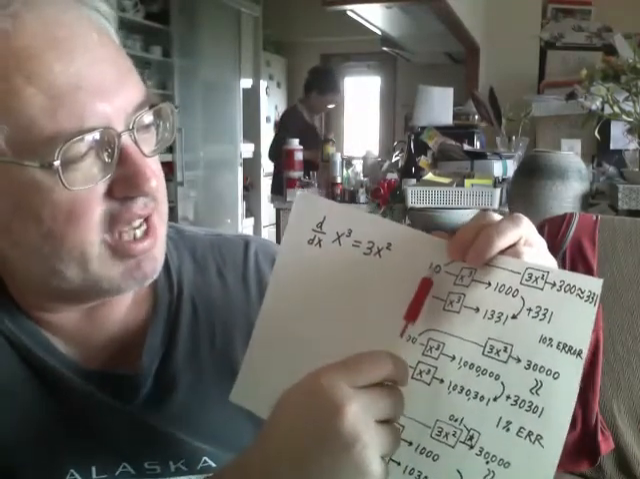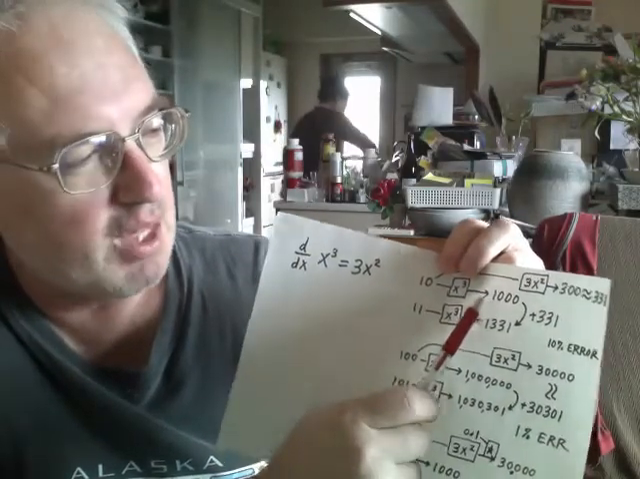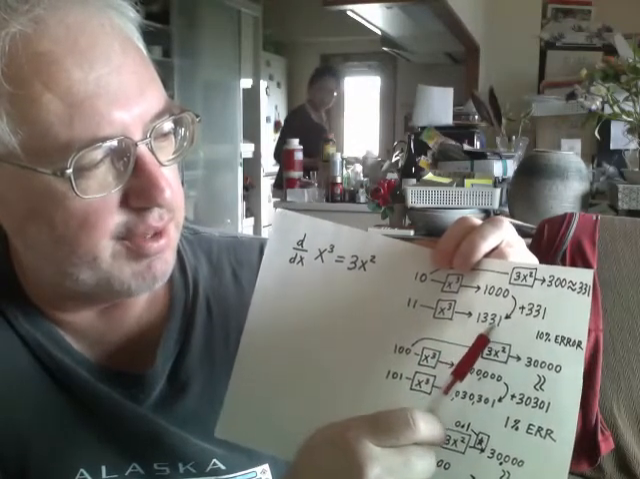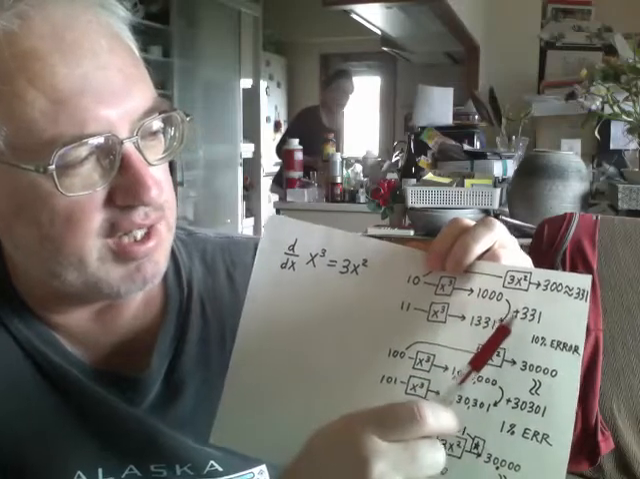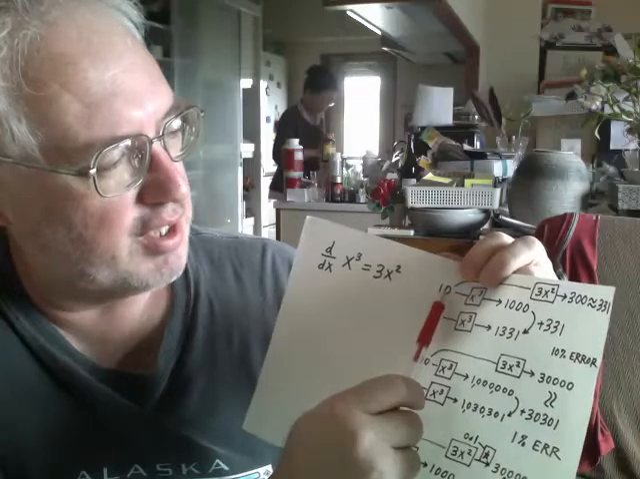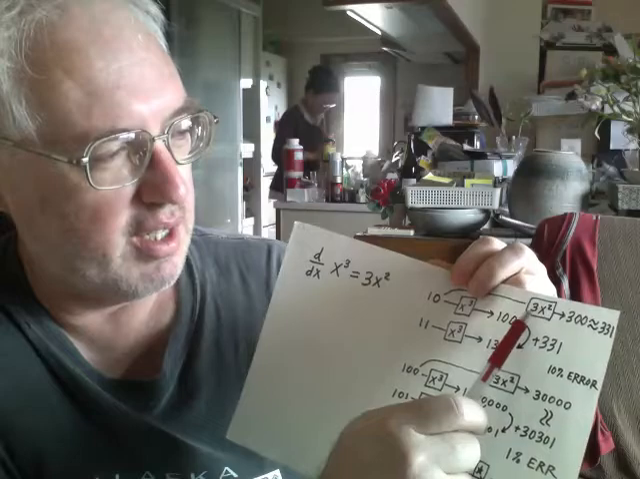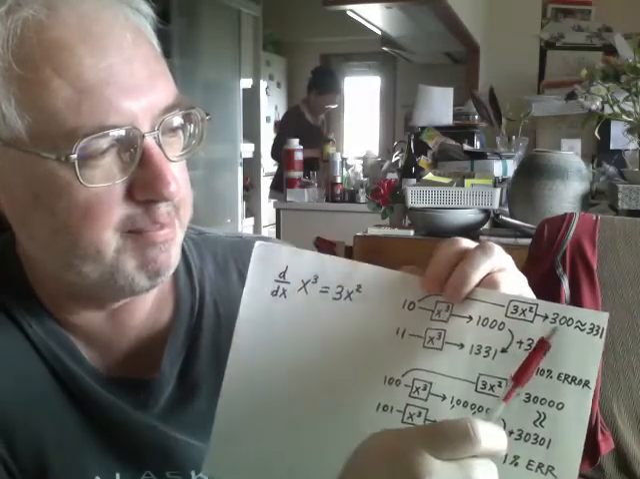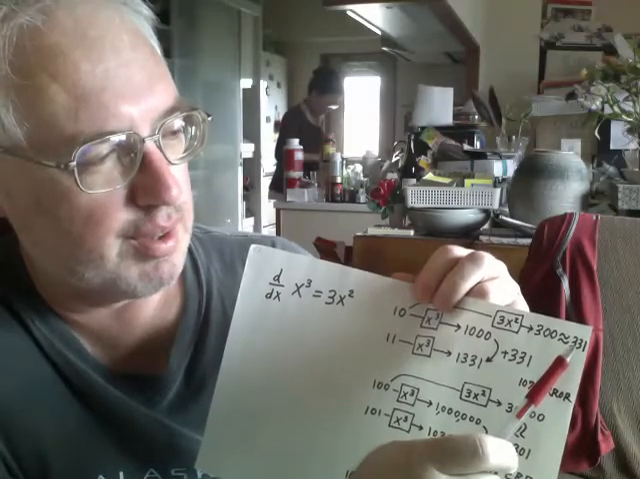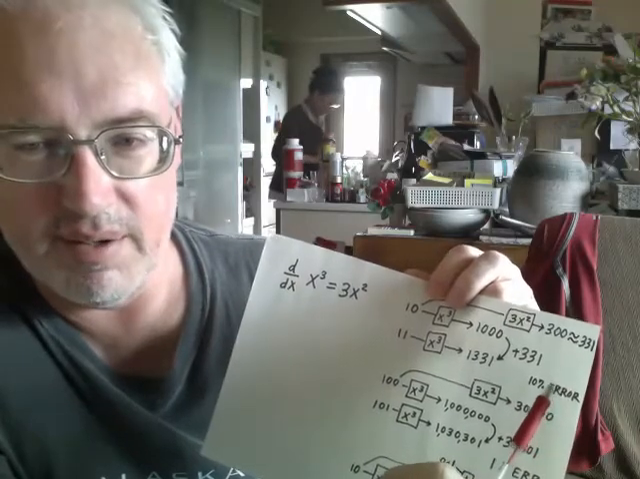The original number is 10, and cubing it gives 1,000. When the input is 11, cubing it gives 1,331. So we get an increase of 331. Now taking the original number 10, feeding this into the derivative, 3x squared, the output is 300. And this is fairly close to 331. This time there's an error of 10%.